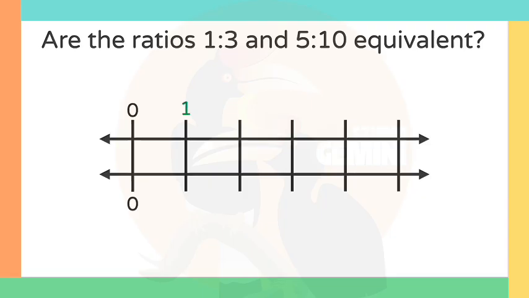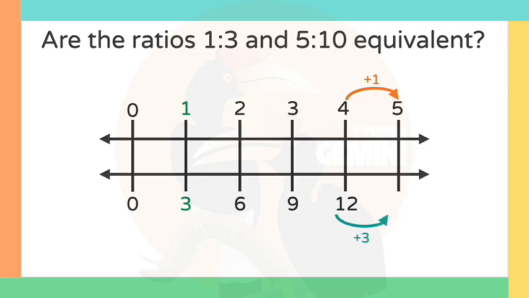Let's put 1 on the top number line and 3 on the bottom number line to represent the ratio 1 to 3. We see that the top number line will count up by 1s, and the bottom number line will count up by 3s. Let's keep filling in the numbers to find equivalent ratios. 1 plus 1 is 2, and 3 plus 3 is 6. So next we have 2 on the top and 6 on the bottom. That means 2 to 6 is equivalent to 1 to 3. After that comes 3 to 9 and 4 to 12. Finally, we have 5 to 15.